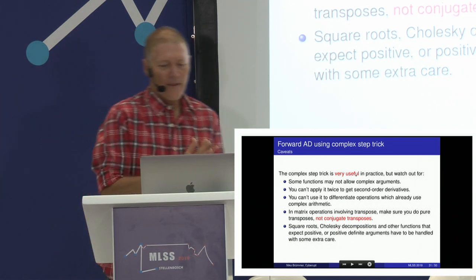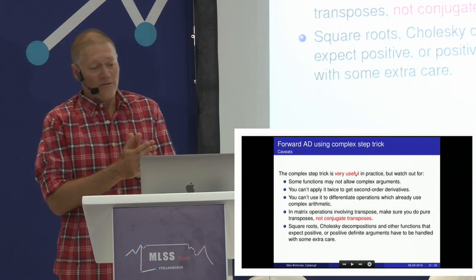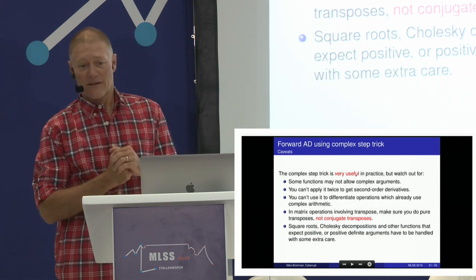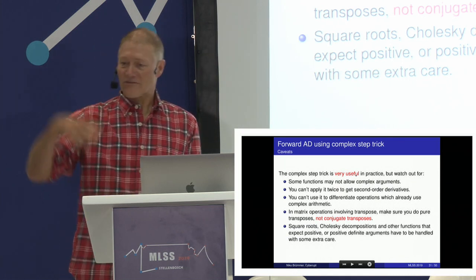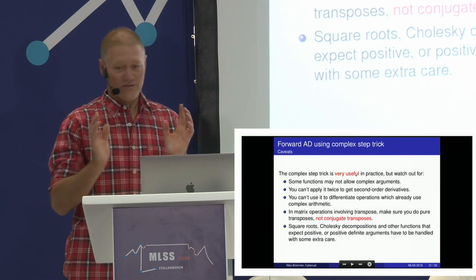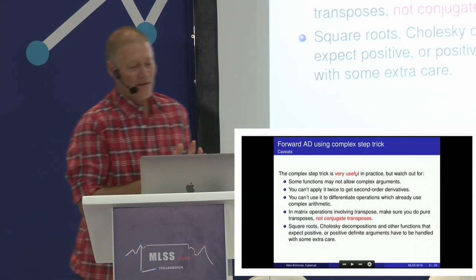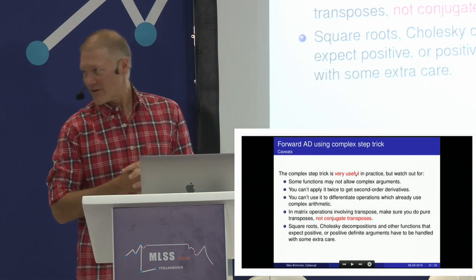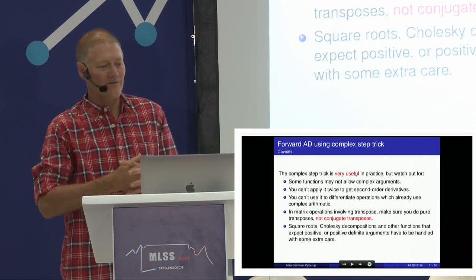Other things: you can't use it to differentiate operations which already use complex arithmetic. So if you're doing FFTs and the complex numbers in the FFTs are important, then you need to watch out. It's probably not going to work out like you think it should. You can't apply it twice to get second-order derivatives, because once you've done it, you've got complex numbers, and then it's not going to work anymore.